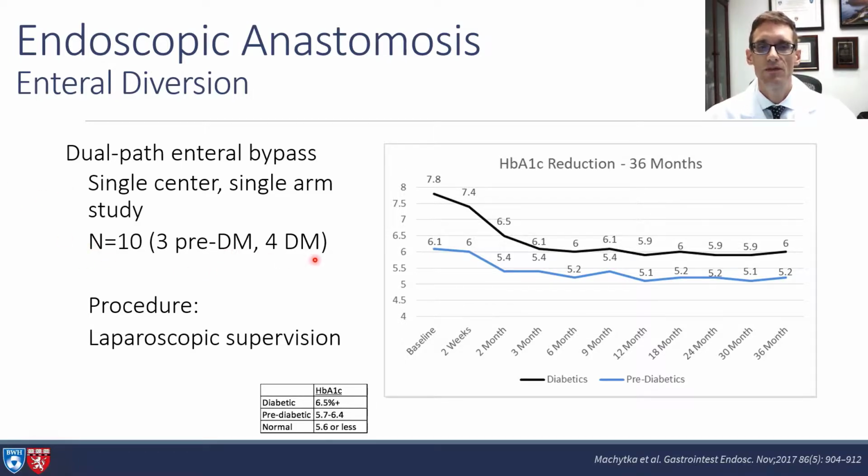3 had prediabetes, 4 diabetes, was performed with laparoscopic supervision and assistance. You can see the patients with diabetes, their A1C dropped from 7.8 to 6 at 3 years, and the pre-diabetics dropped from 6.1 to 5.2 at 3 years. So very durable results, and these anastomoses were quite robust.